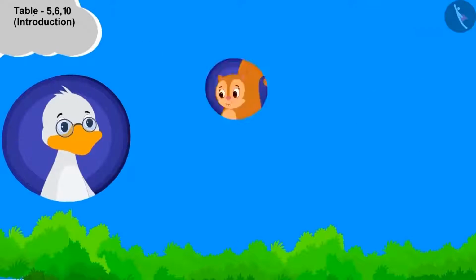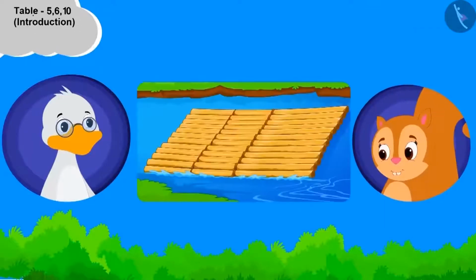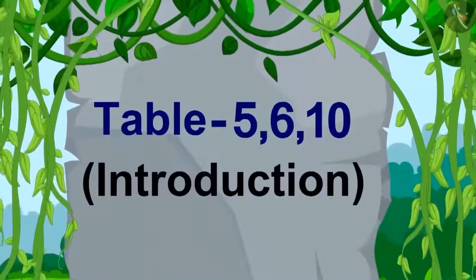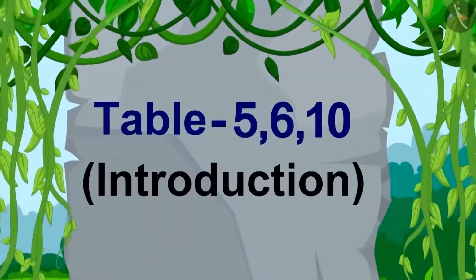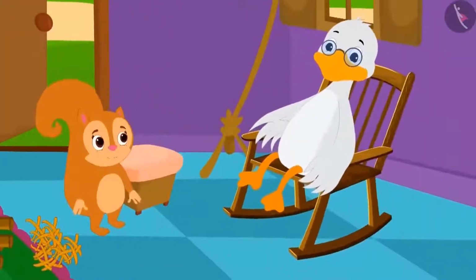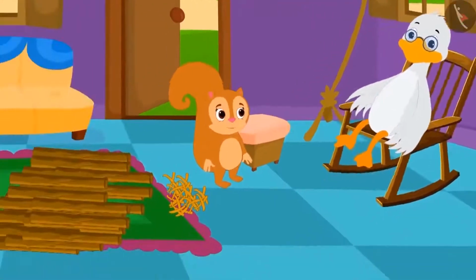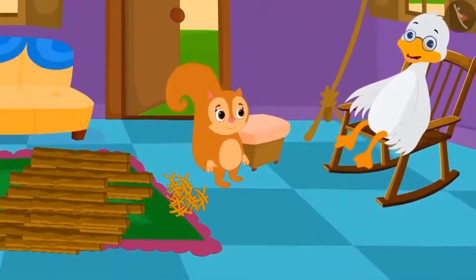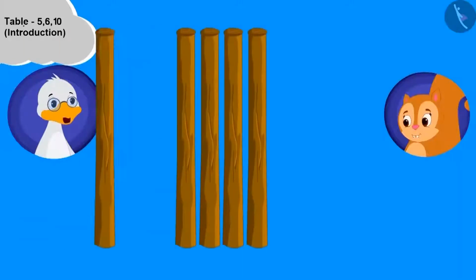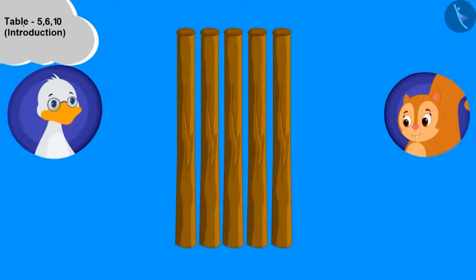Mouth Duck Uncle is teaching Chanda to make a unique boat and along with it teaching the tables of 5, 6 and 10. Come, let us also learn these tables with Chanda. Uncle has kept some wood and ropes here. Chanda, my child, come let's make a unique boat. We will first learn the table of 5 while making the boat, and therefore we will keep 5 woods standing like this. Chanda placed 5 wood pieces on the ground like this.